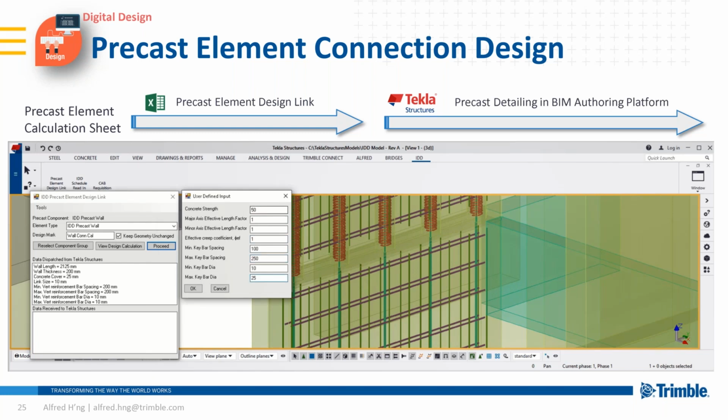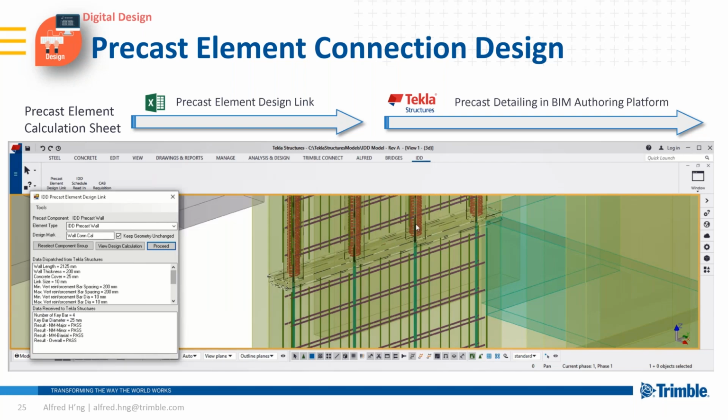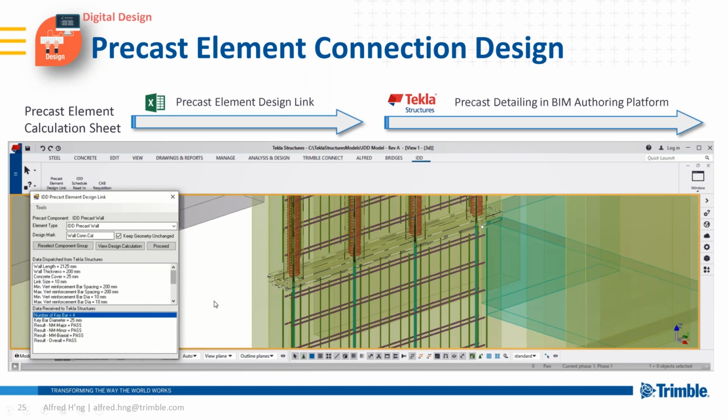So the user defines additional design parameters. And the connection details are updated according to the design outputs. For the pipe sleeves, initially there were 5 of them. And now, because the calculation says that we need only 4, the details are updated to have just 4 pipe sleeves in this case.